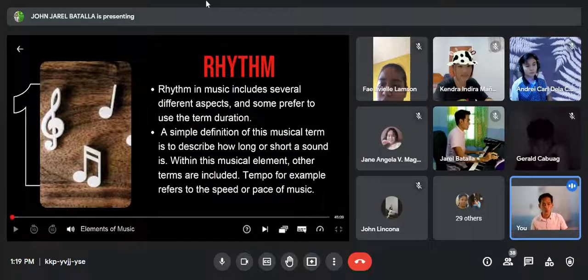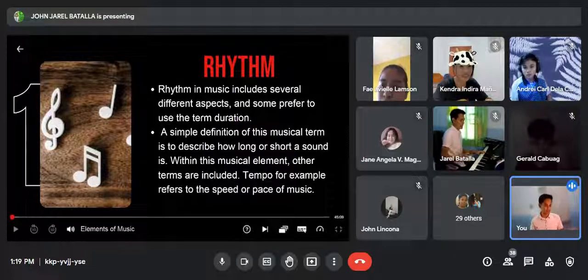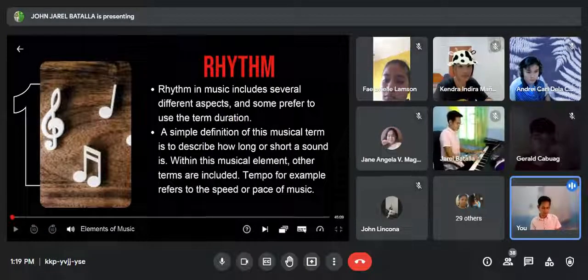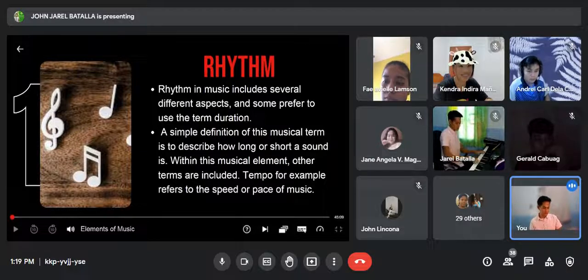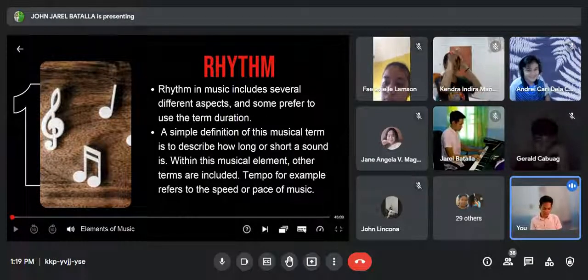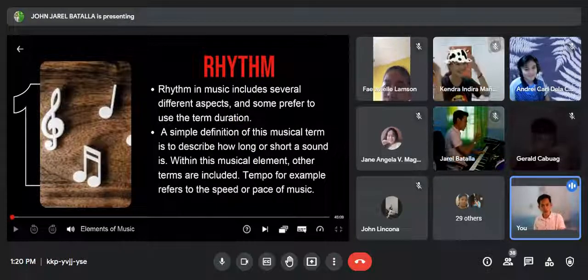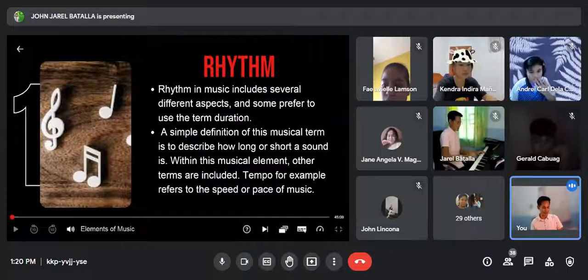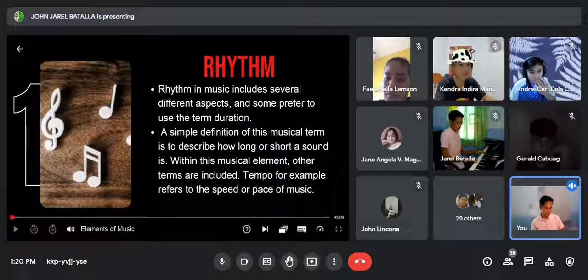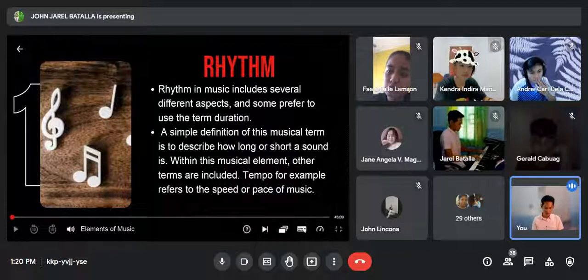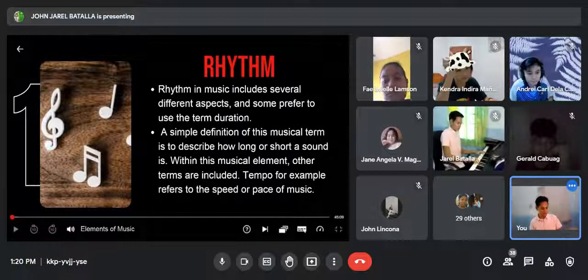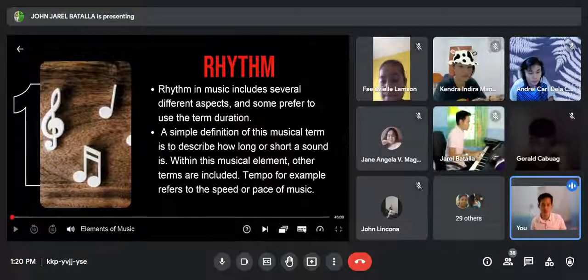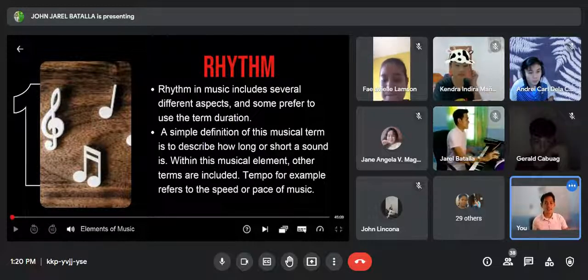Okay, but we can add to the tempo or speed, and it will turn into this. But we can also decrease the speed of a song, and it can turn into this. And that is the tempo.